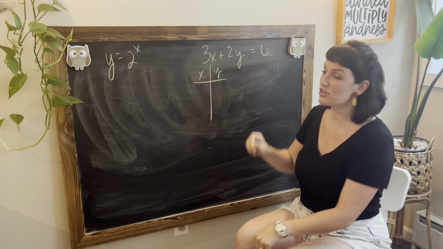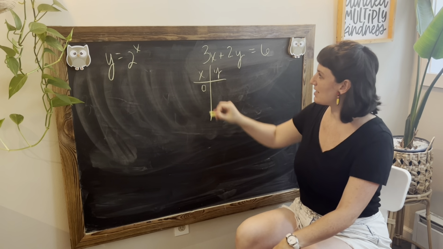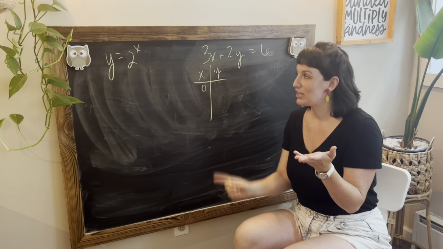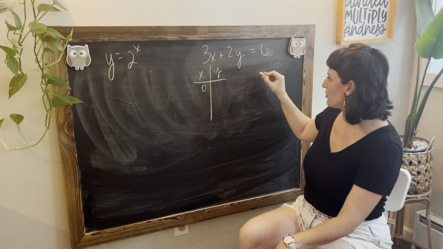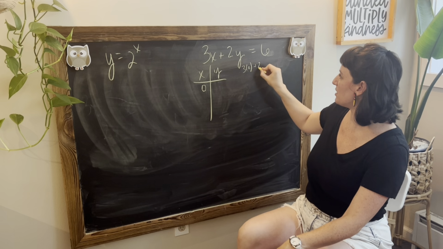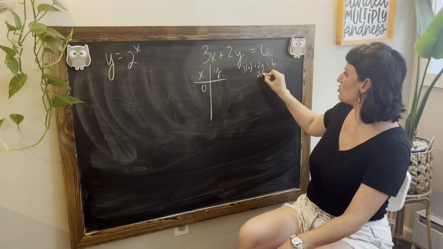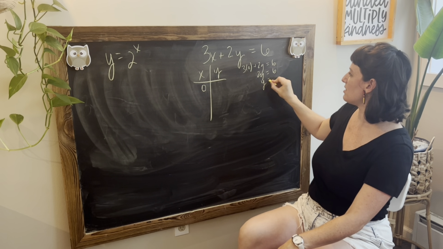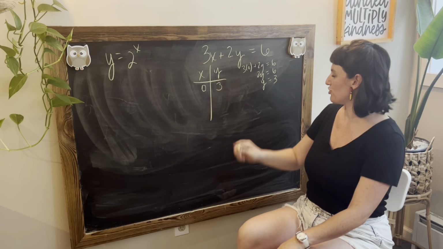Make myself a little XY table. I'm gonna pick x as 0. Thankfully, that's gonna get me one of my intercepts. So 3 times 0 plus 2y equals 6, right? 2y is 6, y is 3. Do my little mini equation.